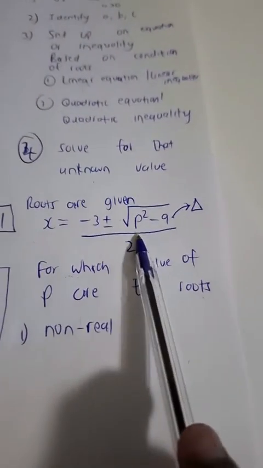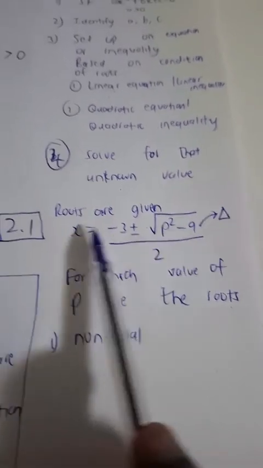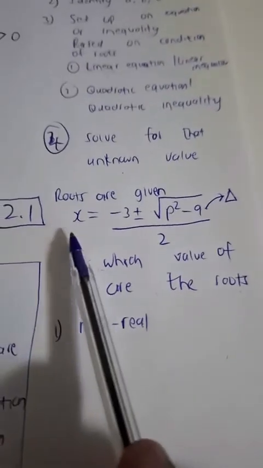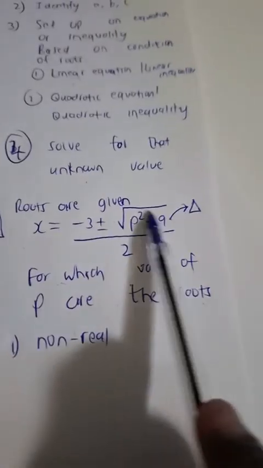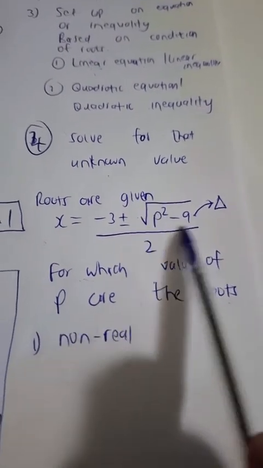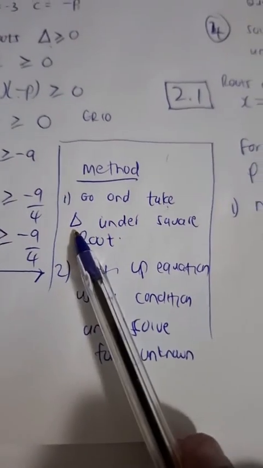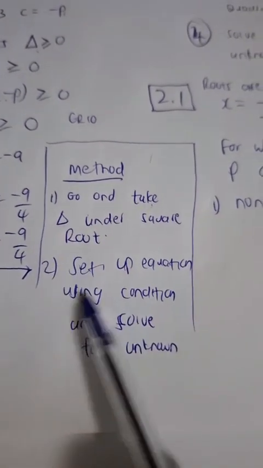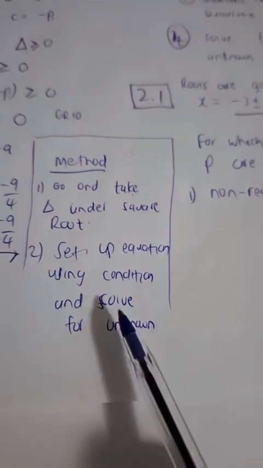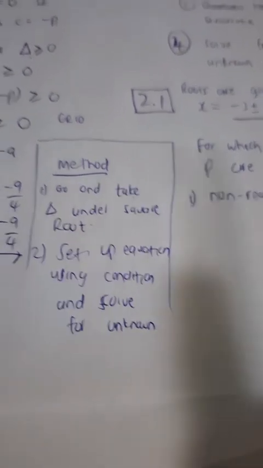Here in this one, you actually have the roots, not the equation. And underneath this square root, this is where b squared minus 4ac would be. That means this is delta. So all you do for this method, you take the delta under the square root, set up an equation using the condition, and solve for the unknown.